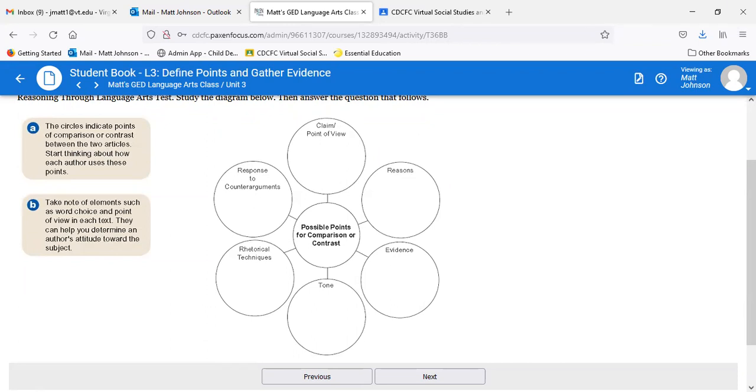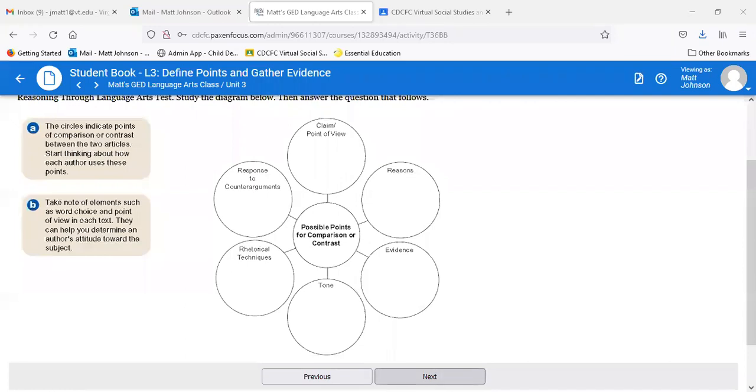And that way, it doesn't just have to be about evidence. There are other reasons that a passage may be convincing to you. It may be because of the tone. It might be because of the rhetorical techniques they use. And all that would be fair game to say that's why I chose passage A over passage B.